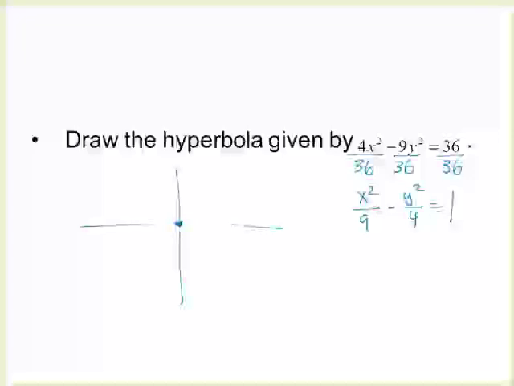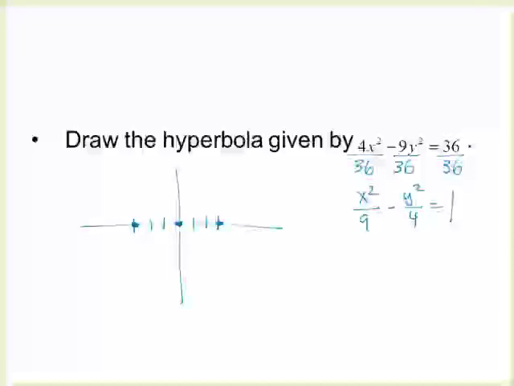So then, under the x is a 9, like yesterday, we're going to take the square root of that value. And since it's under the x, we're going to go out that far on the x-axis. If x comes first, that means our vertices are the x values. So as I go out 3 to the right and 3 to the left, I plot some points, and those points will be our vertices.